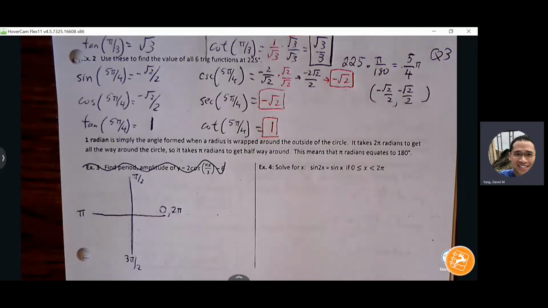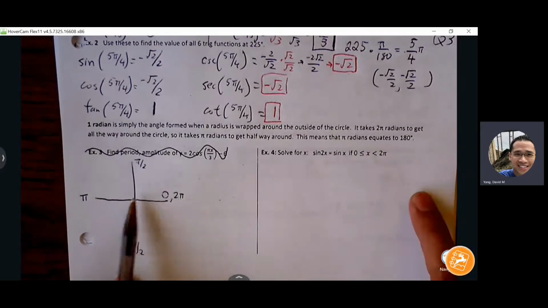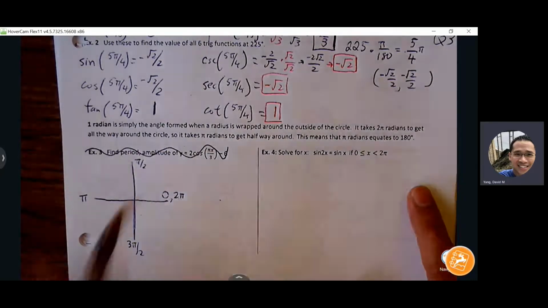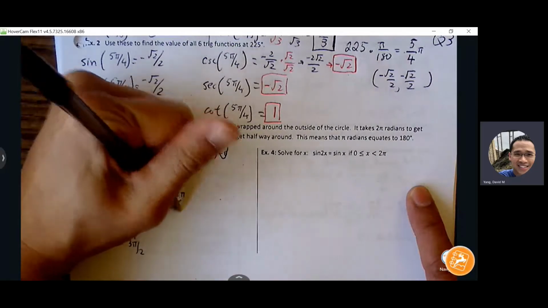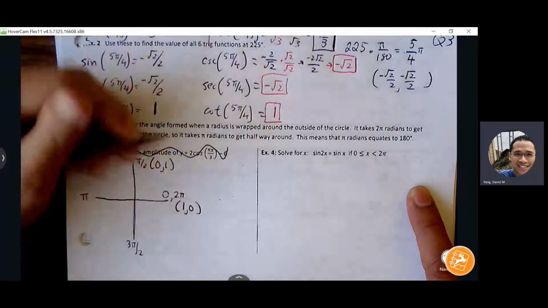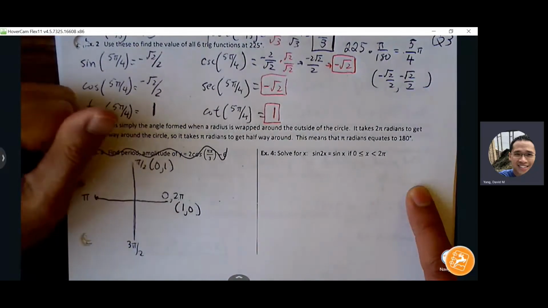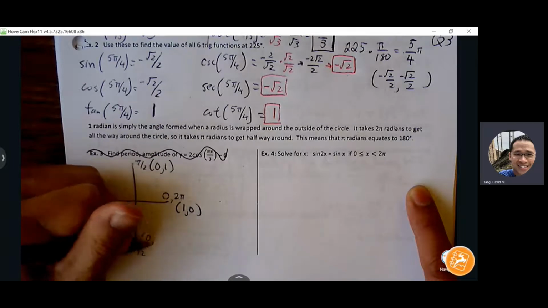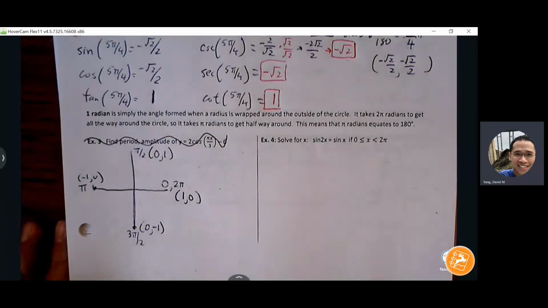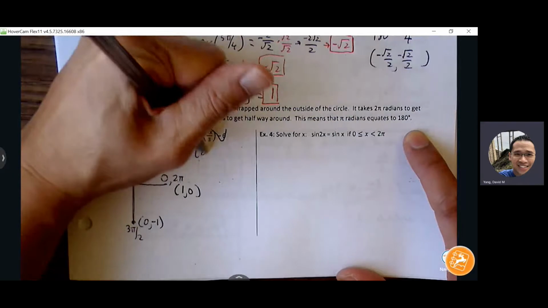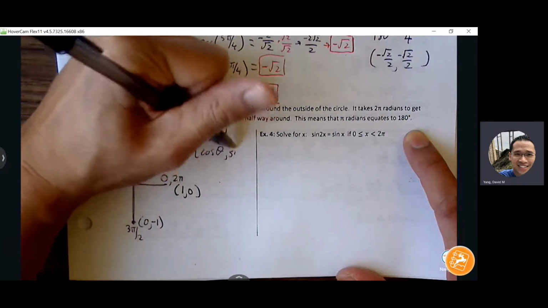So all these values are just 1 unit away from the origin, left, right, up, or down. So I'm going to write those ordered pairs here. This ordered pair here is (1, 0). Ordered pair here is (0, 1). Ordered pair here is (-1, 0). Ordered pair here is (0, -1). Okay. Cosine and sine still holds true. X value is cosine. Sine is y.